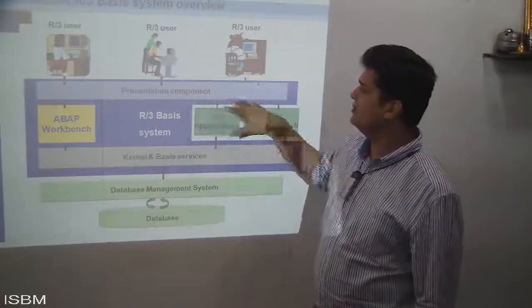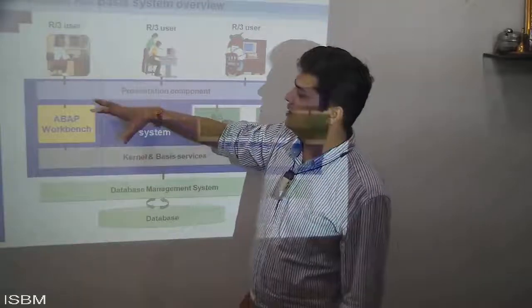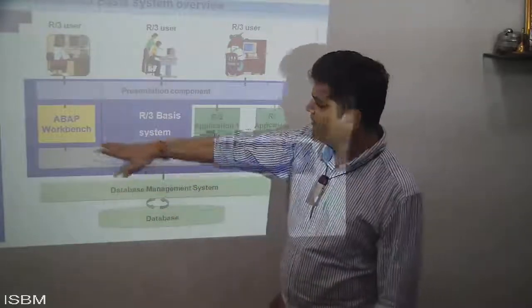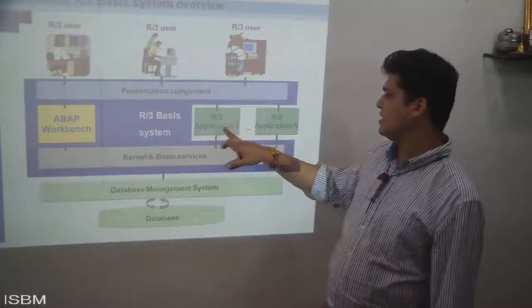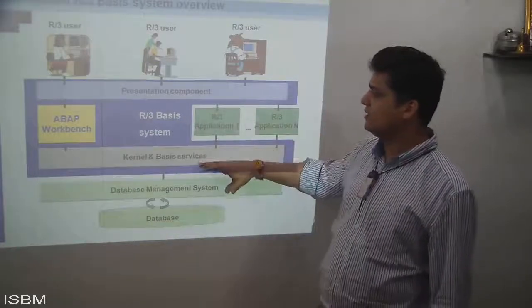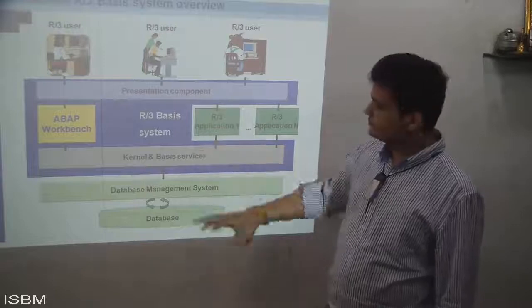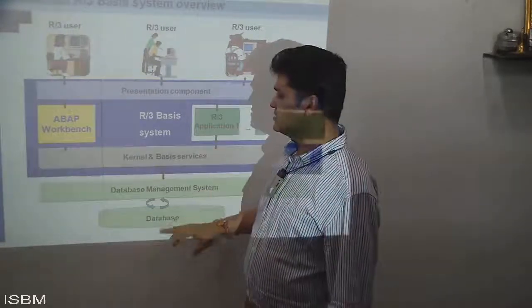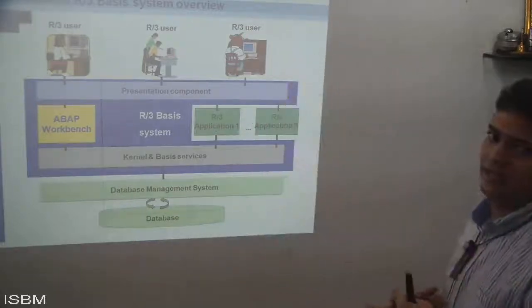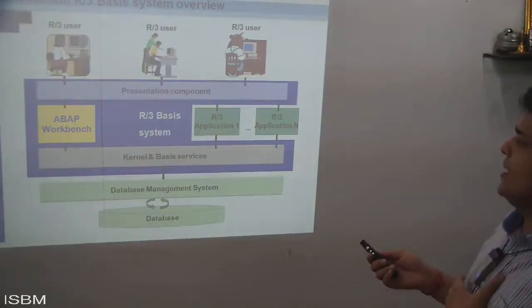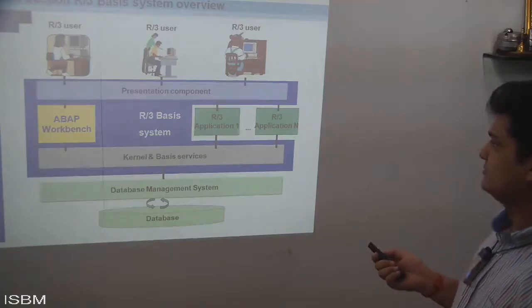So we have a presentation component. These are all the presentation components where we are seeing. Then in the middle we have the ABAP workbench, R3 basic system, R3 application. These are the applications. We have a kernel and basic services over here. We have a database management system, and we have a database over here. The database management system and database are connected with each other. Then we have the ABAP workbench, kernel, and all the things.